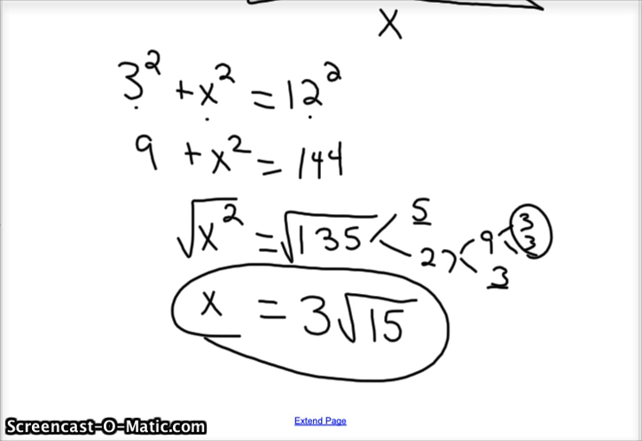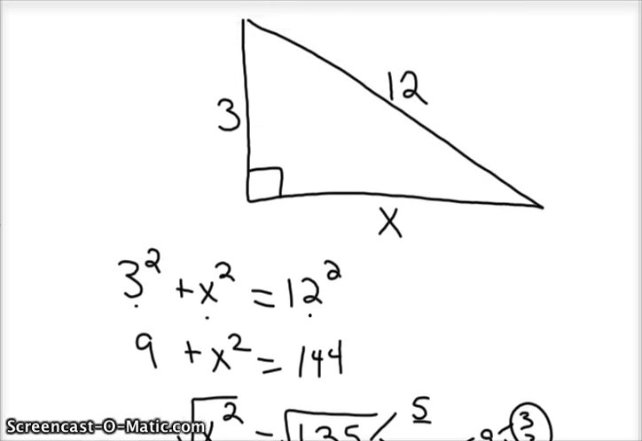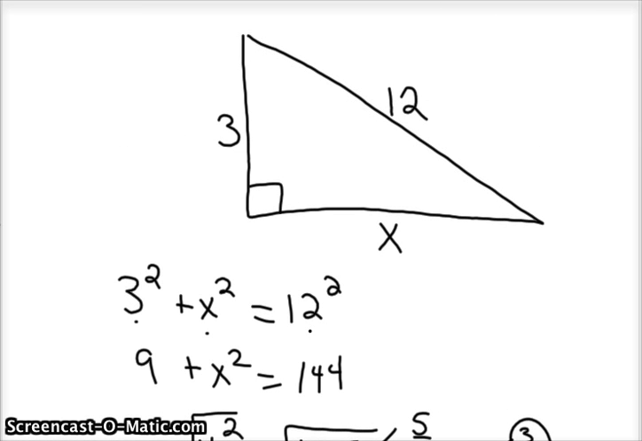And again, if you look at 135, 12 squared is 144, and 11 squared is 121, so it's a number just under 12. And if you look at it, that makes total sense. So this one's 3 here, so this one's 11 point something. So you always want to kind of make sure your answers make sense.